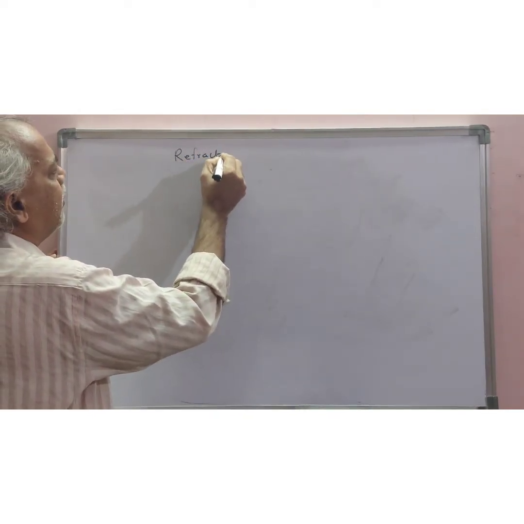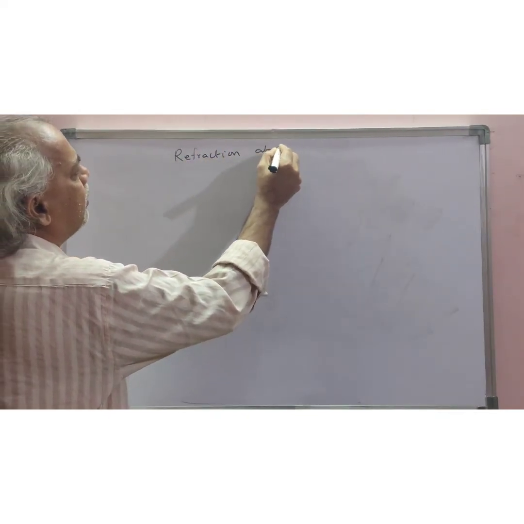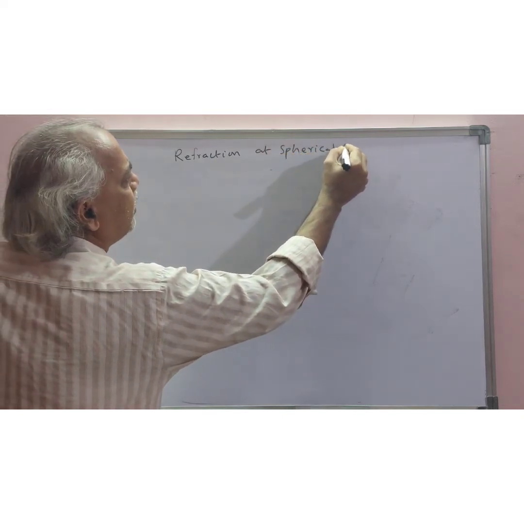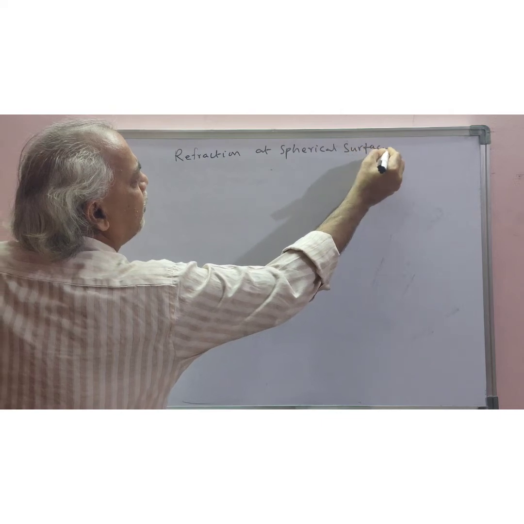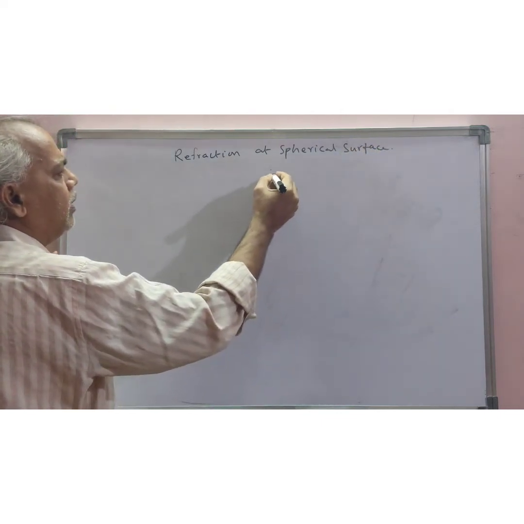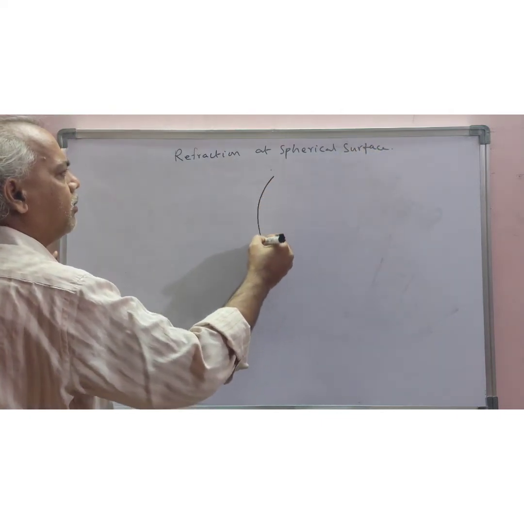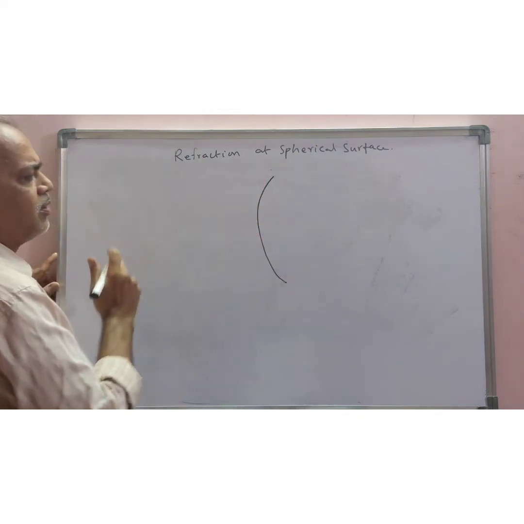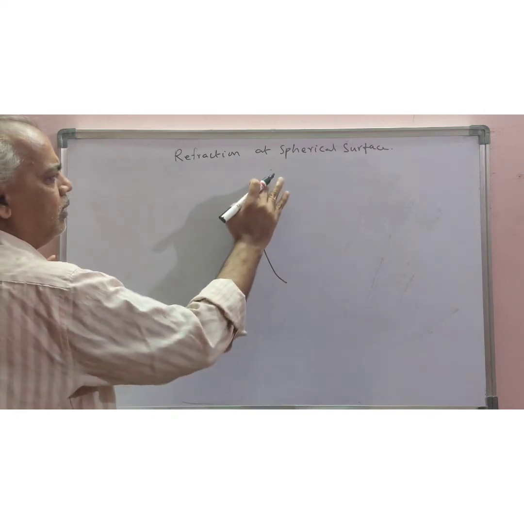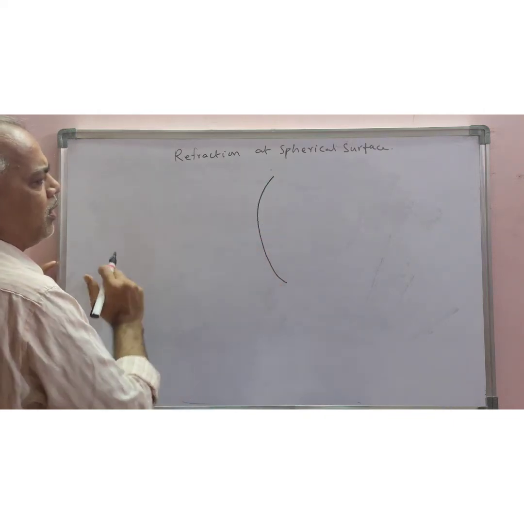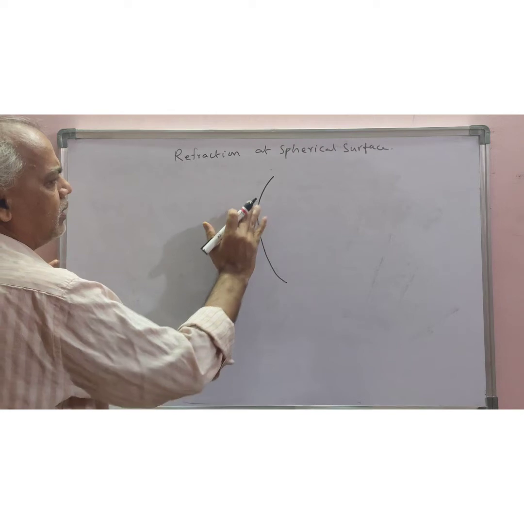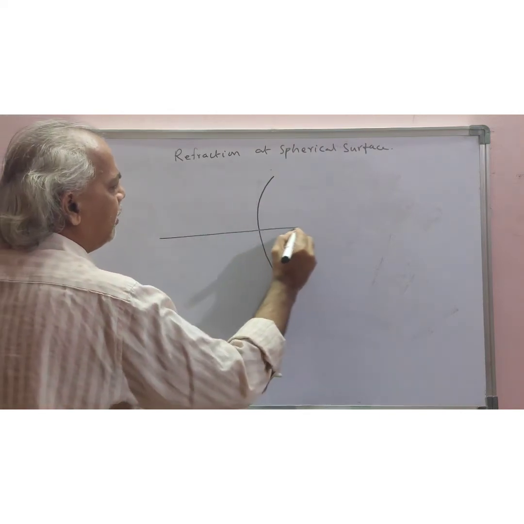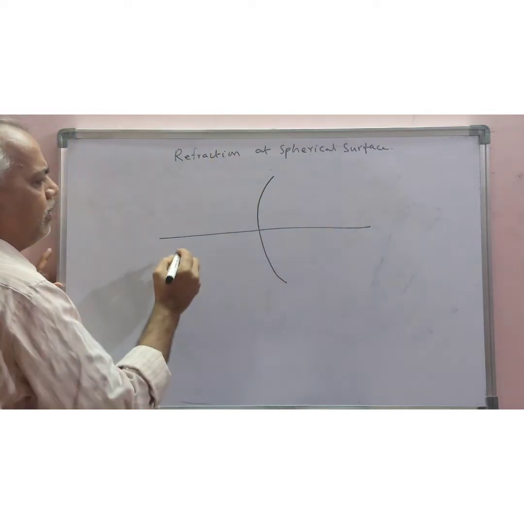Refraction at a spherical surface. Here is a curved or spherical surface, and it is a convex surface, because this curved surface is towards a rarer medium. And this is the principal axis.